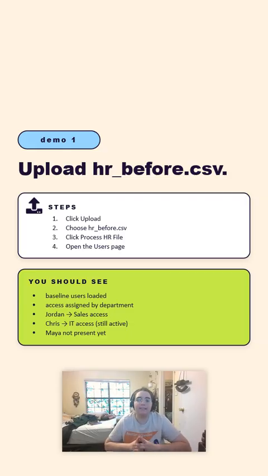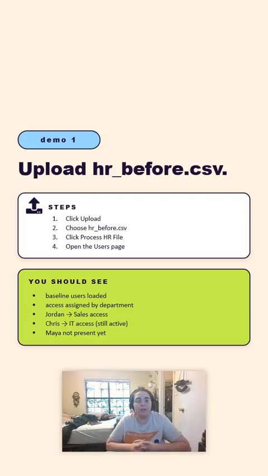After a moment, you should see a success message telling you that the file was processed. Then you're going to click Users in the top navigation bar. What you should be looking at now is the starting team for our demo company, already loaded into the system. You should see Jordan in sales, Chris and Alex in IT, Sam in finance, and the leadership team above them. More importantly, each person should already have the right access for the team that they're on.